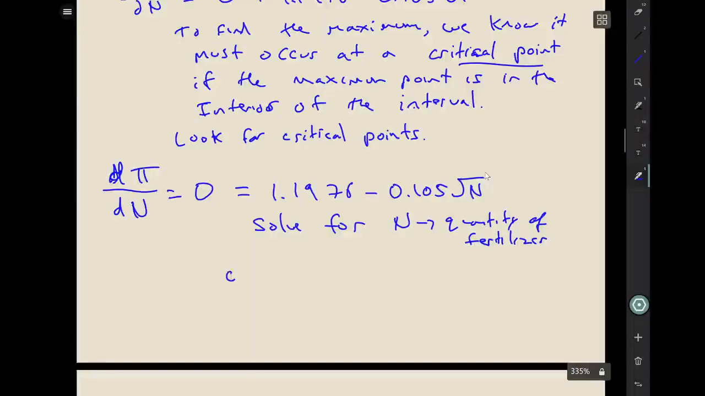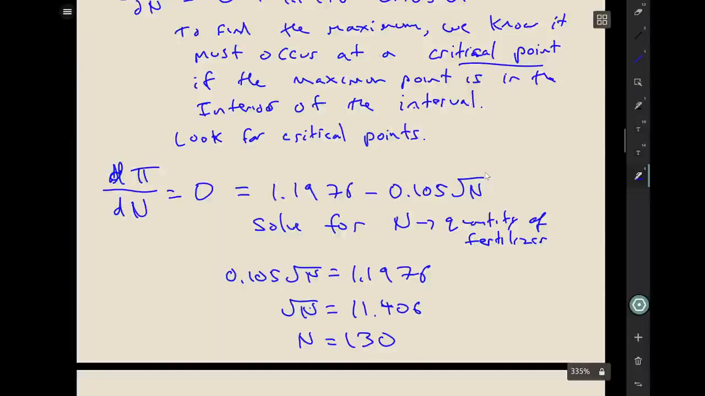We end up with, divide both sides by 0.105. And if I take up my calculator, I get 11.406. And now I square both sides. And I get 130, maybe 0.1 rounded. I'm going to add a star. So this is a critical point.